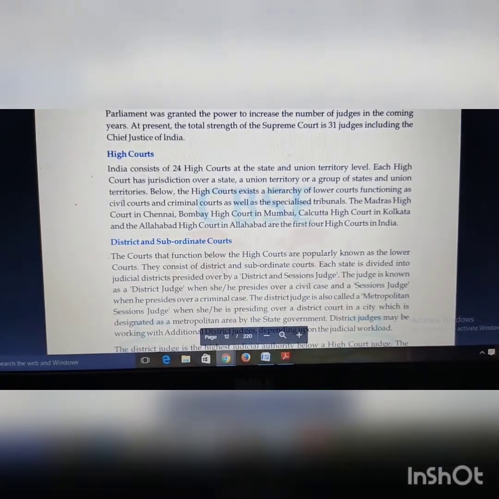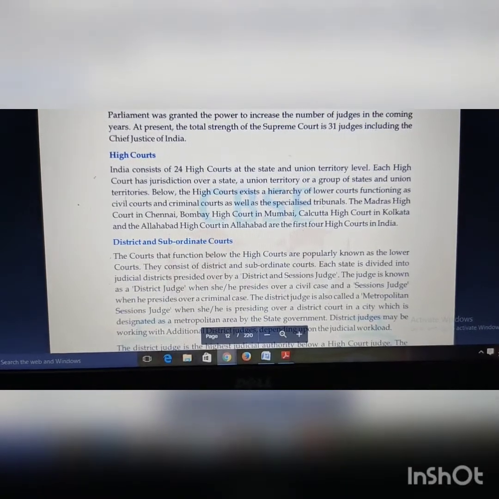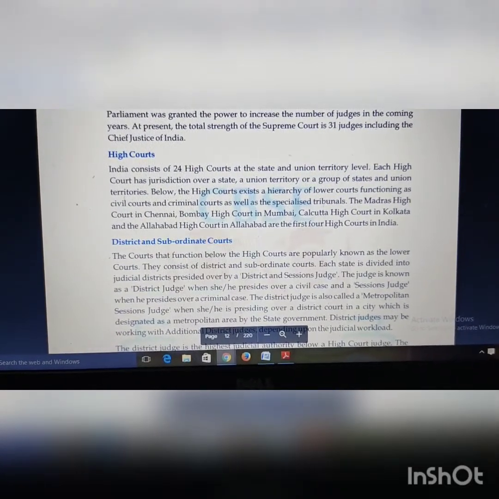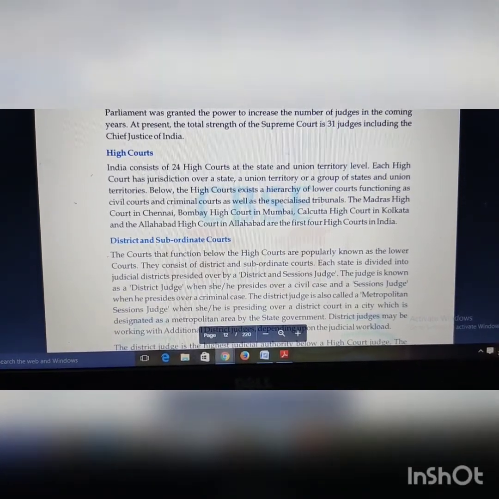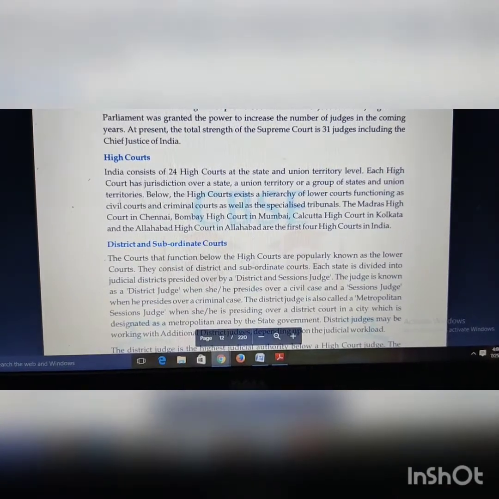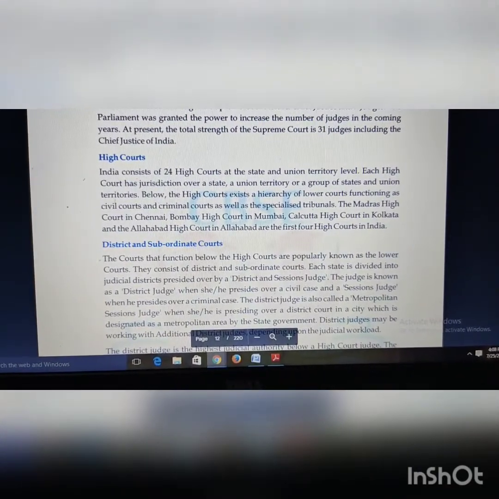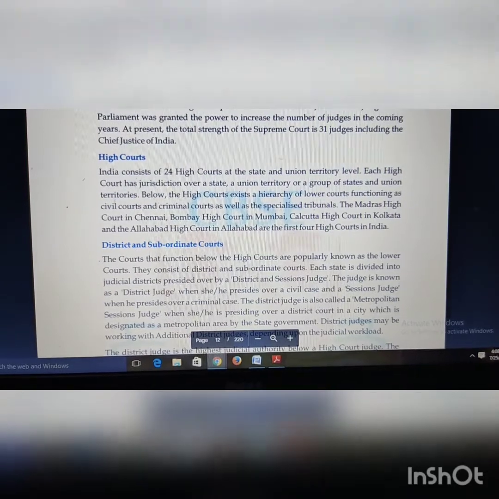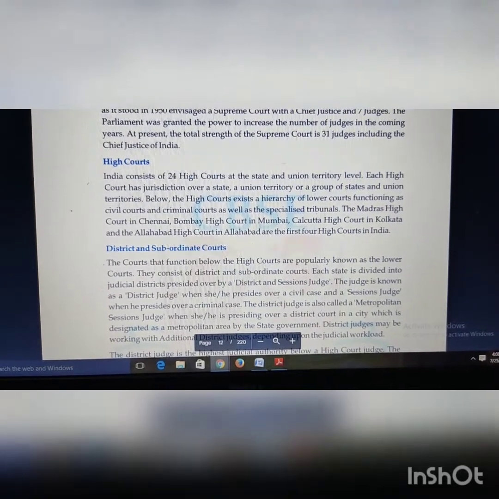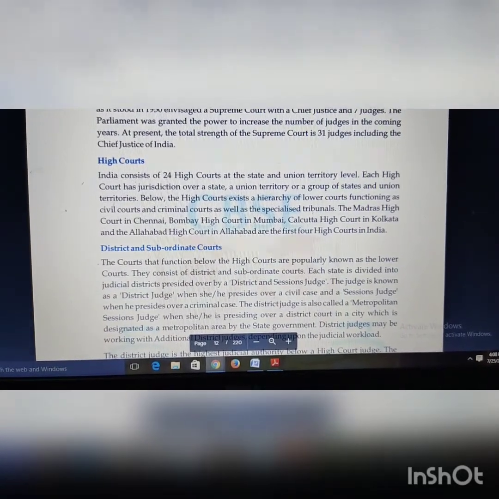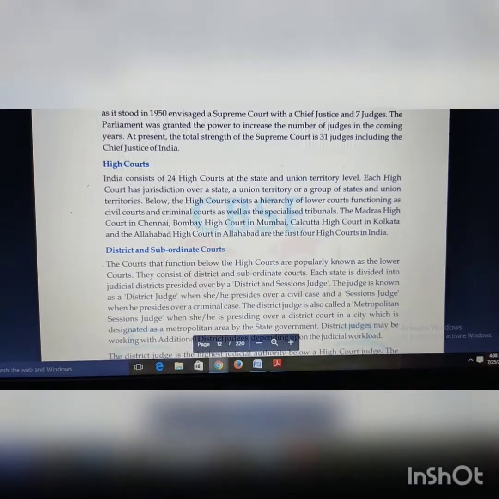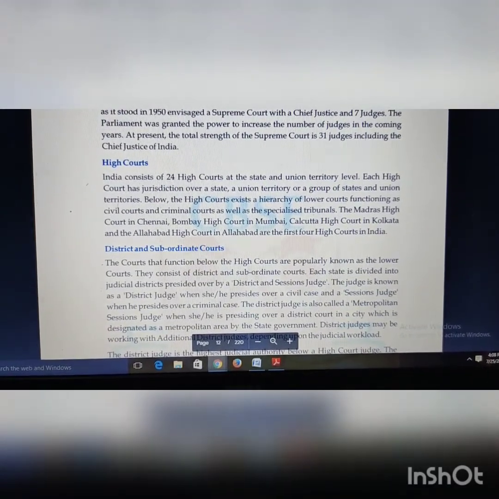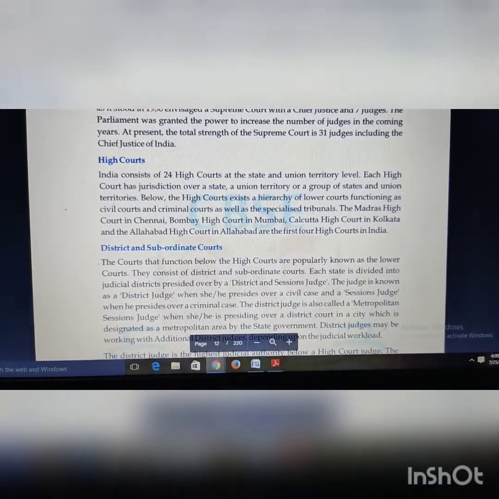So this line you can underline and you have to remember this. The district judge is when the same person presides over a matter related to a civil case. I told you, family law. The same person is known as a sessions judge when he presides over a matter related to some crime which is committed in society.